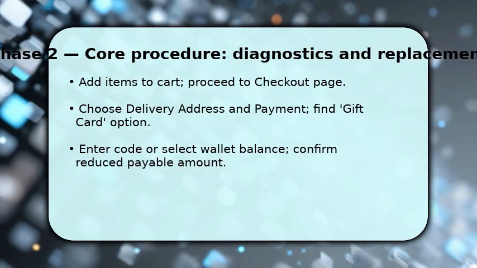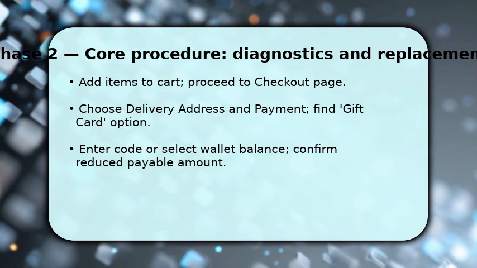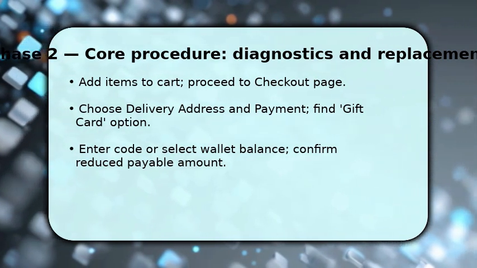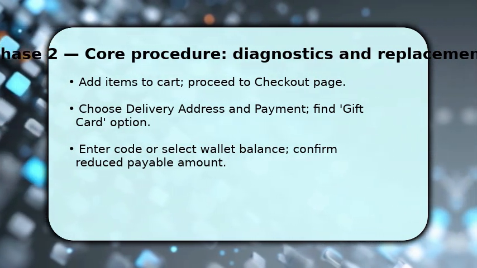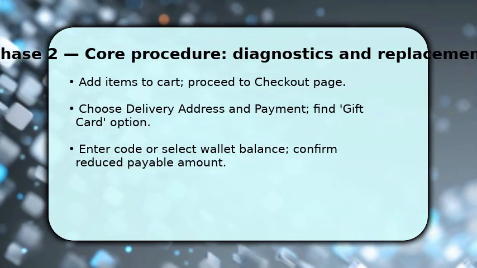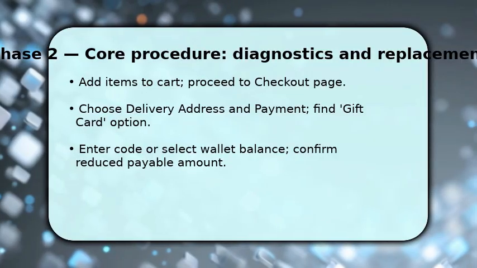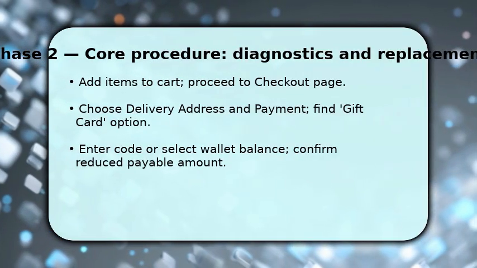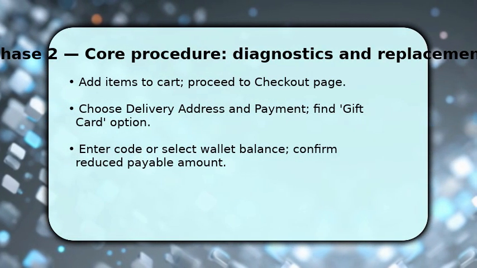You've added items, move to checkout and confirm your delivery address so shipping options lock in. On payment, expand the gift card or wallet section because that's where the redeemed balance appears. If you haven't redeemed the code earlier, paste it now and press Apply. The payable amount will drop by the gift value.